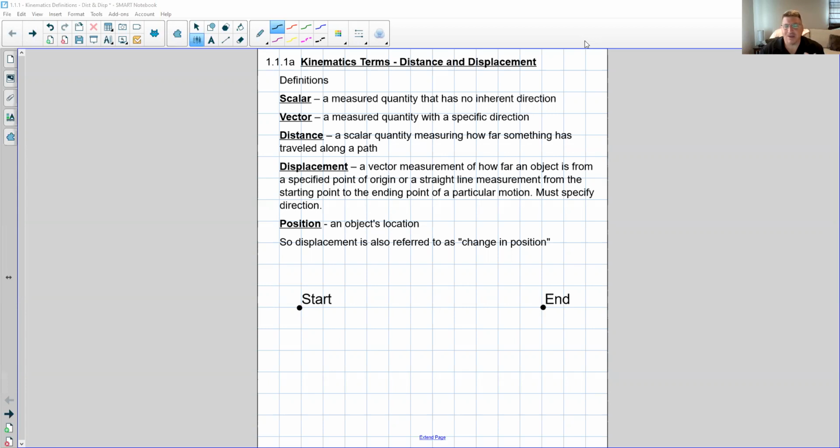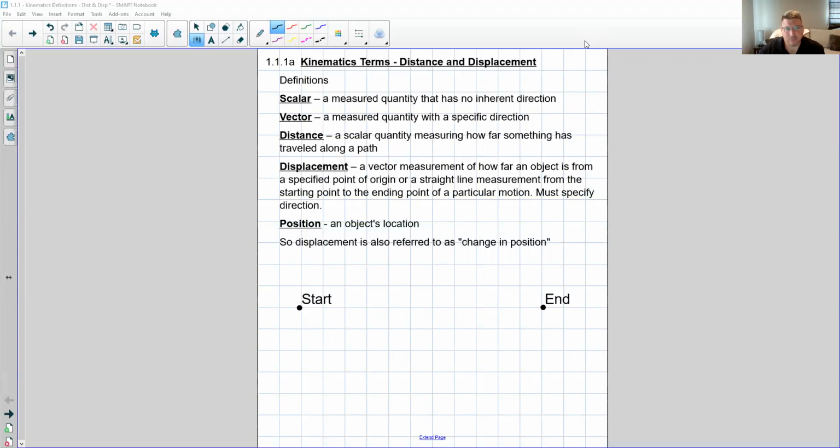So for example, mass or temperature, these things would be scalar quantities because it wouldn't make any sense to attach direction. For example, 50 kilograms, right? You would never say 50 kilograms north or 50 kilograms south. You would just say that something has a mass of 50 kilograms.